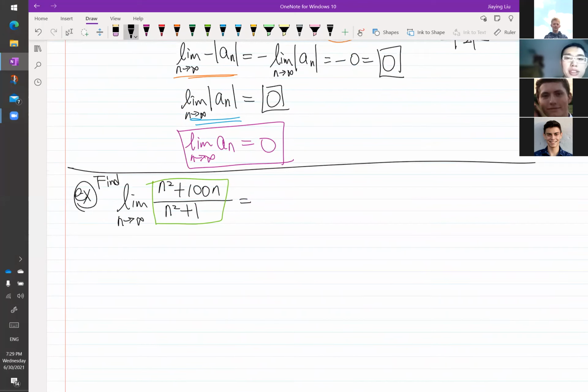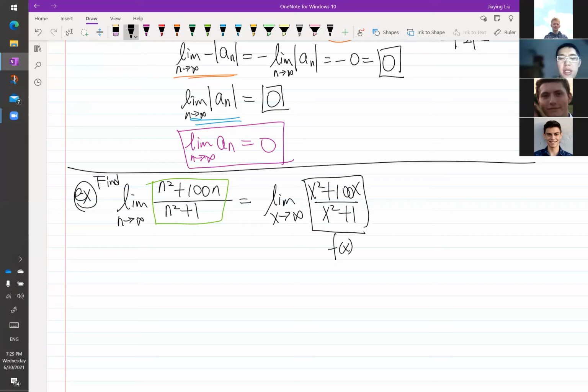So I'm going to rewrite this, instead of using n, I'm going to use x. I'm going to write it as the limit as x goes to infinity of x squared plus 100x divided by x squared plus 1. This I know is a function of x, right? So this becomes the limit as x goes to infinity of f of x. The previous one is like a limit of a sequence a_n. So can I figure out the limit for this function? If you remember, we have done this before, right?